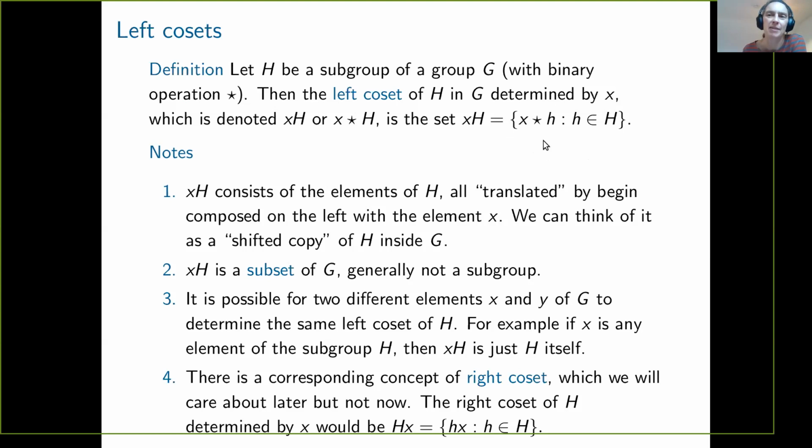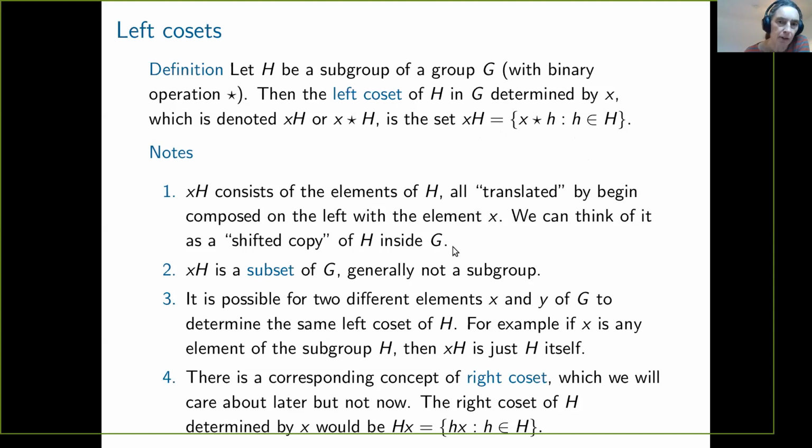So it's a technical definition. Not obvious at first glance, I think, why it's interesting or why it might be useful, but hopefully we can at least see what it says. If you have a particular subgroup H in mind and a particular element X, this is how the left coset of H determined by X is defined. Why we would care about it is yet to be revealed.